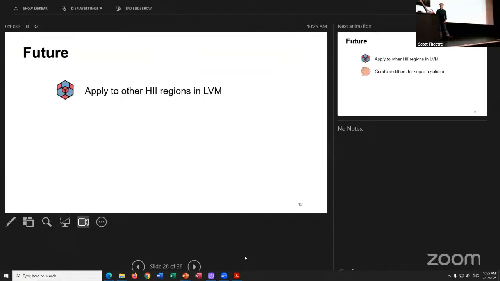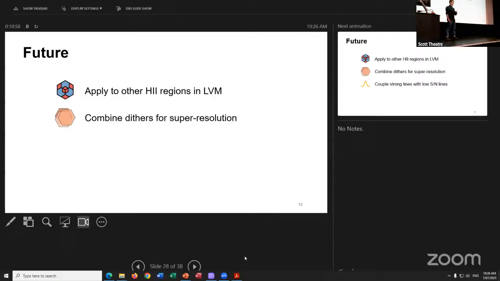So in the future, we're hoping to apply this to a lot of H II regions in LVM to get these faint line emission maps that you can't get with other methods. This method also offers a very natural way to combine dithered observations, because you can just put them all into the model and fit them all at once. And in the Magellanic Clouds, we have this 7-point dither pattern in LVM, so I think that's very promising.